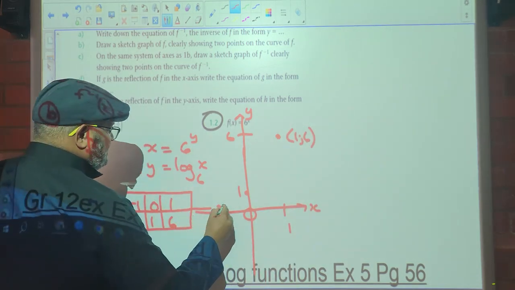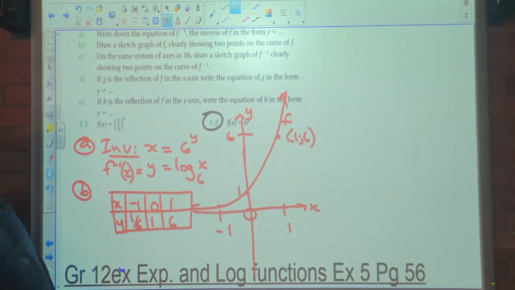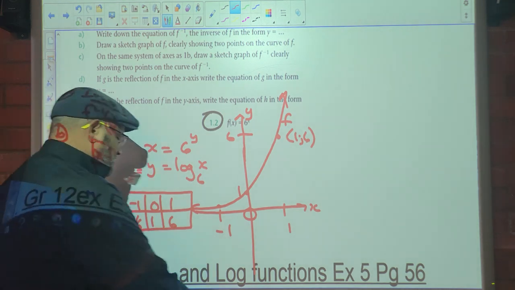So the graph is an increasing exponential function. That's B. Let's look at C.